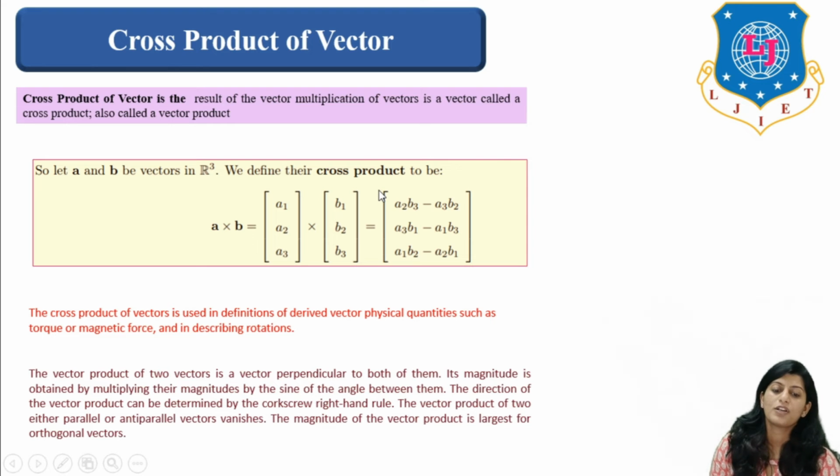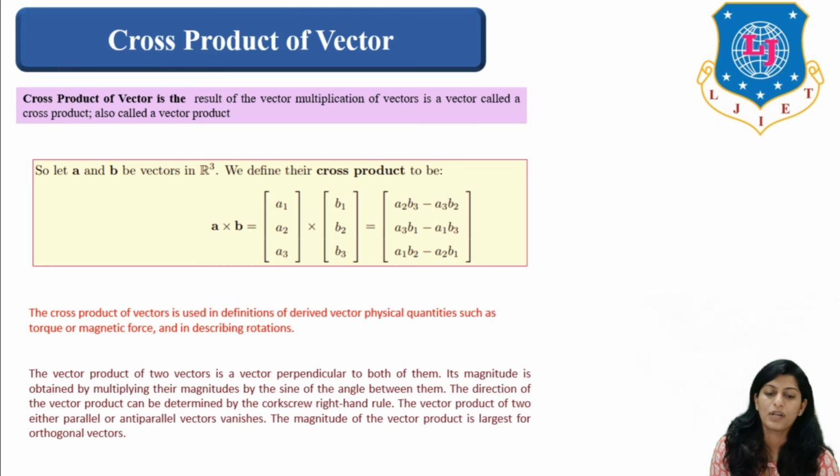The cross product of vectors is very useful in definitions and in our application purposes as well. The cross product of vectors is used in definitions of derived vector physical quantities such as torque or magnitude of force, and even for describing rotations, right? So whether we talk about torque, magnitude of force, or rotation of any object, we use the cross product.